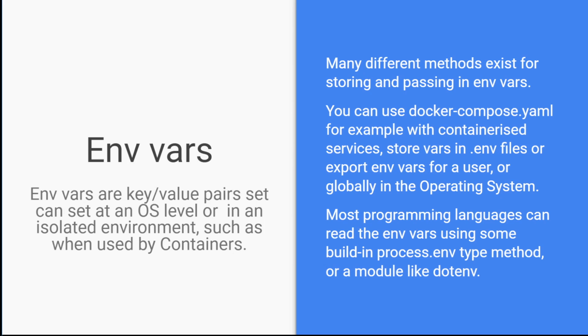Many different methods exist for storing and passing in environment variables, either via something like Docker Compose using the YAML files, .env files that can be passed into many applications, including node-based applications using the .env npm library. They can be exported through the operating system, either on a user scope or globally available. Most programming languages can read environment variables in using some type of built-in method that queries the process that has been run and how it's been launched and extracts the environment variables, or using some kind of additional library or module.